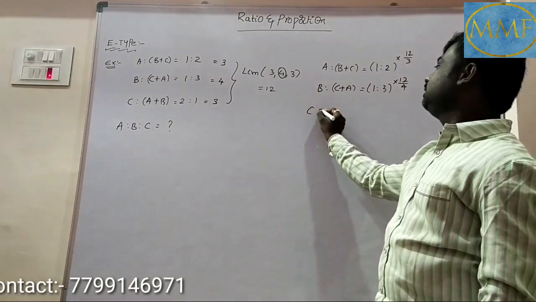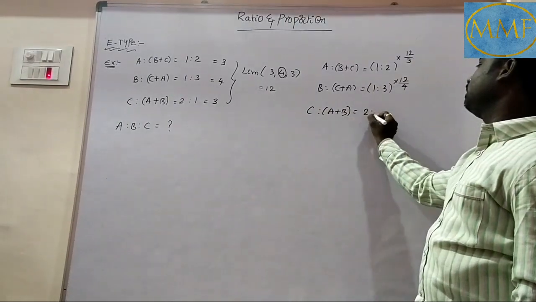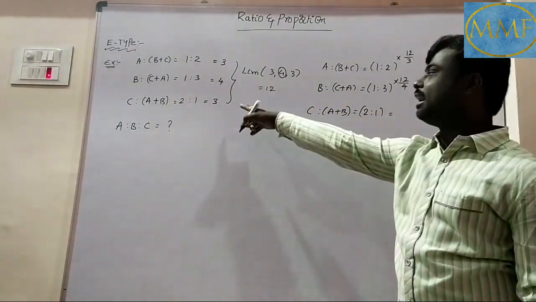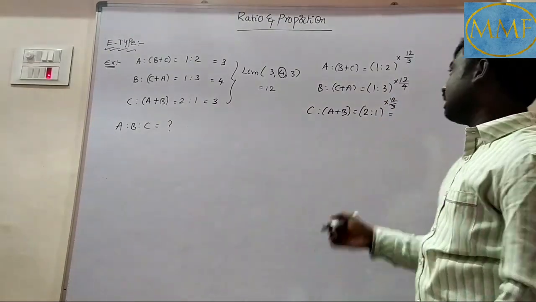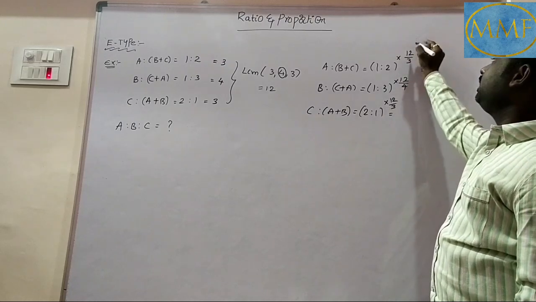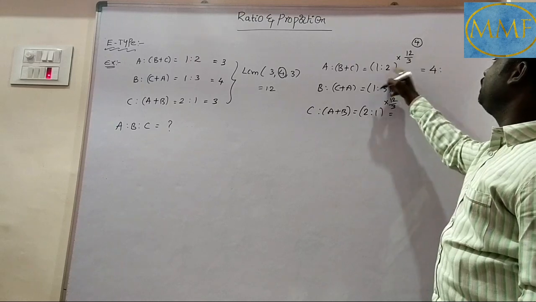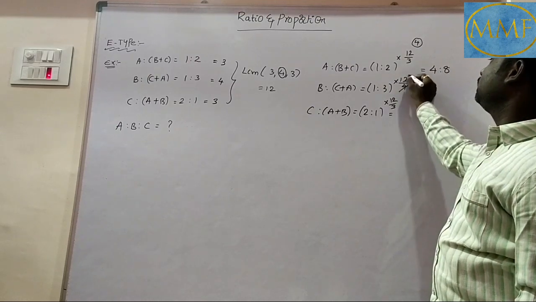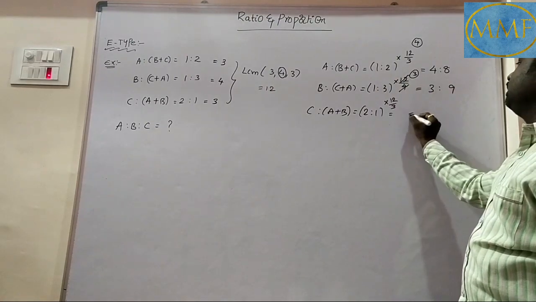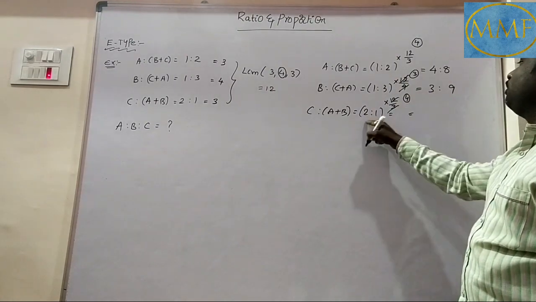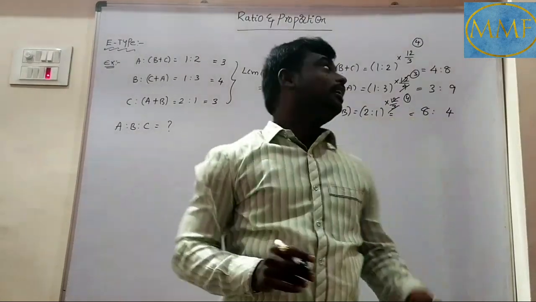Then next, C is to A plus B. The ratio you are having is 2 is to 1. The sum you are having is 3. You should multiply here by 12 by 3. Like that you can get direct ratios. Now let's see here. 12 by 3 is nothing but 4. 4 into 1, 4. 4 into 2, 8. Next, 3 into 1, 3. 3 3s are 9. Then 3 ones are 3, 4 2s are 8, 4 1s are 4.